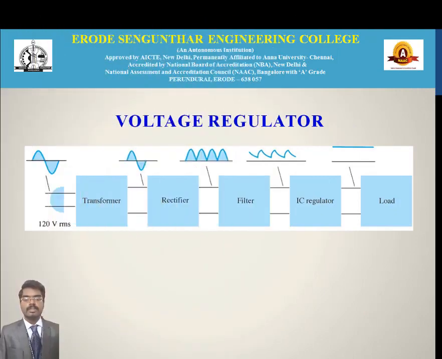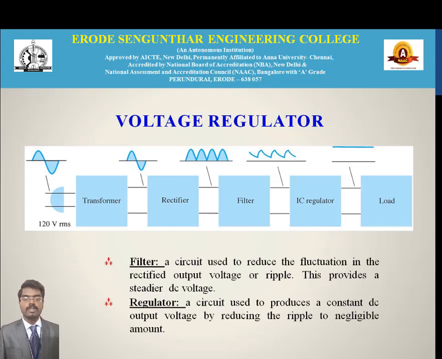Before entering into this, we have to know what is the need for using a voltage regulator. As we discussed before, the AC input is given to the step down transformer, and the step down voltage is given to the input of the rectifier circuit. At the output of the rectifier circuit, you will be getting a DC component, that means pulsating DC. So it contains some AC ripples. To avoid that, you will be using a filter.